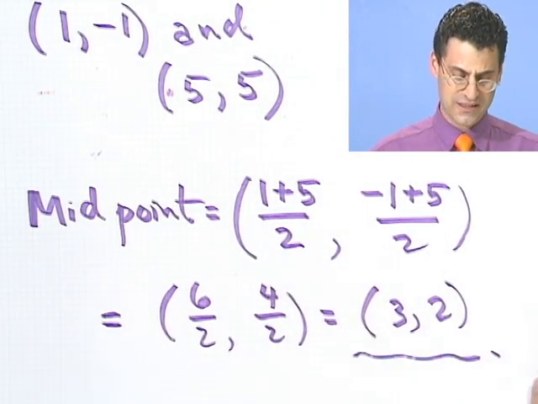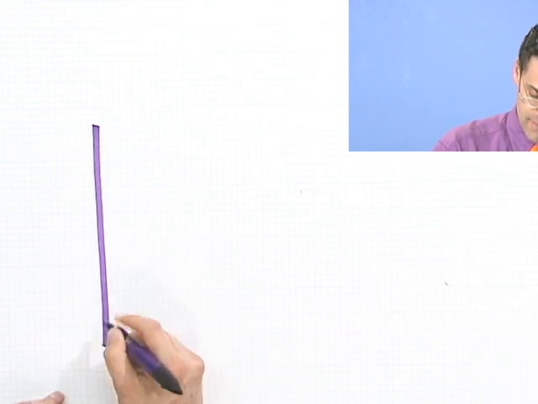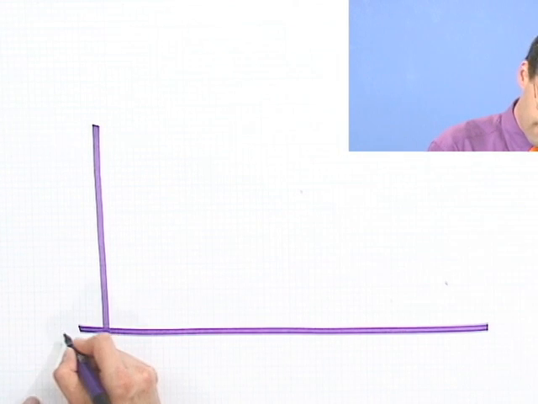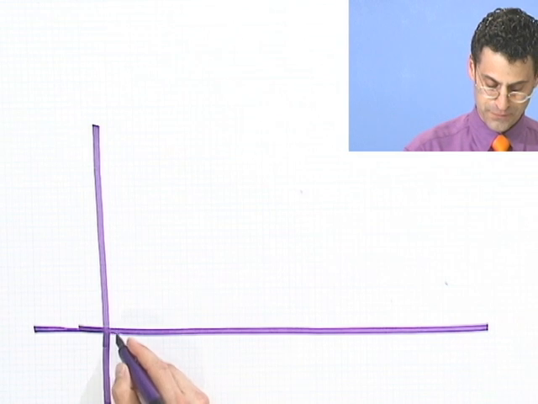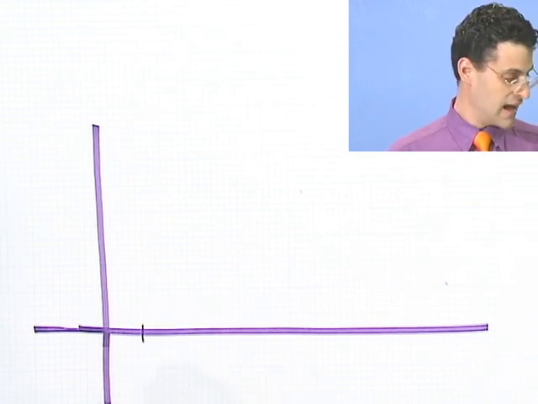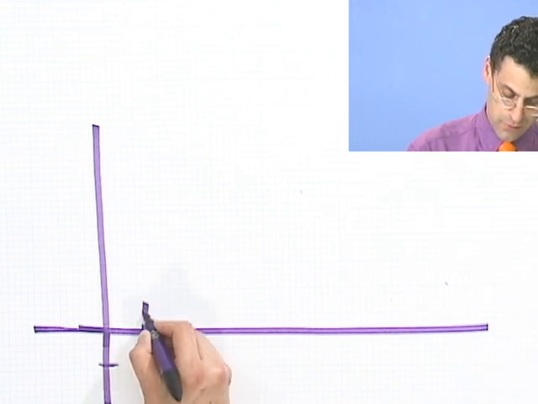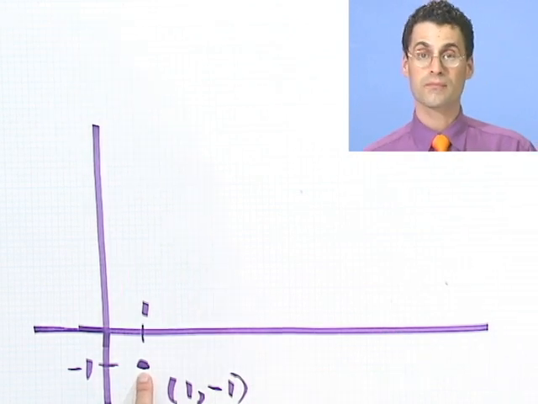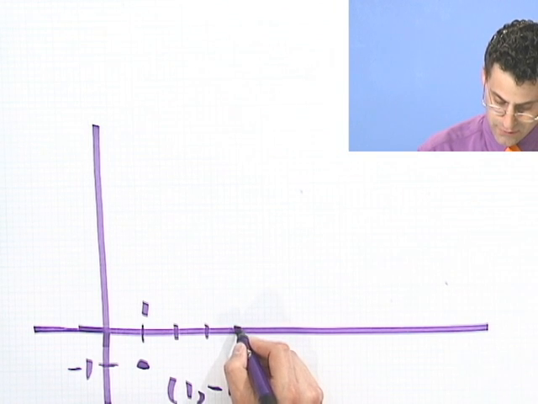Let's just sort of really fast graph this and see if that looks OK. So I'm going to put that over there so you can see there's the midpoint. Let's see if this makes any sense at all. So the first point over there was 1, minus 1. So I go 1 unit over, and then minus 1, so that's 1 unit down. So there's the point 1, minus 1. The other point is 5, 5. 1, 2, 3, 4, 5.